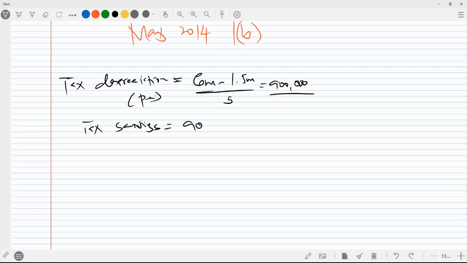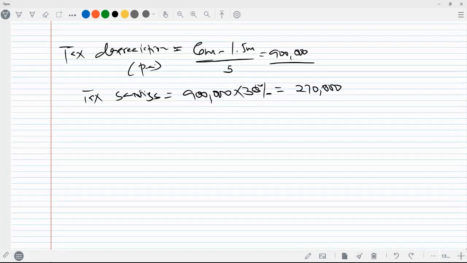Per annum, it will be equal to the cost of the assets, which is 1.56 million, minus its disposal value, which is 1.5 million. We divide by its useful life, which is 5 years, and we get 900,000 to be the amount of allowance given per year. Therefore, the tax saving because of tax depreciation: we quote the allowance, 900,000, multiplied by the tax rate of 30%. The company tax saving because of the allowance given to it by the KRA is equal to 270,000 per year. This is a tax saving, a cash inflow.